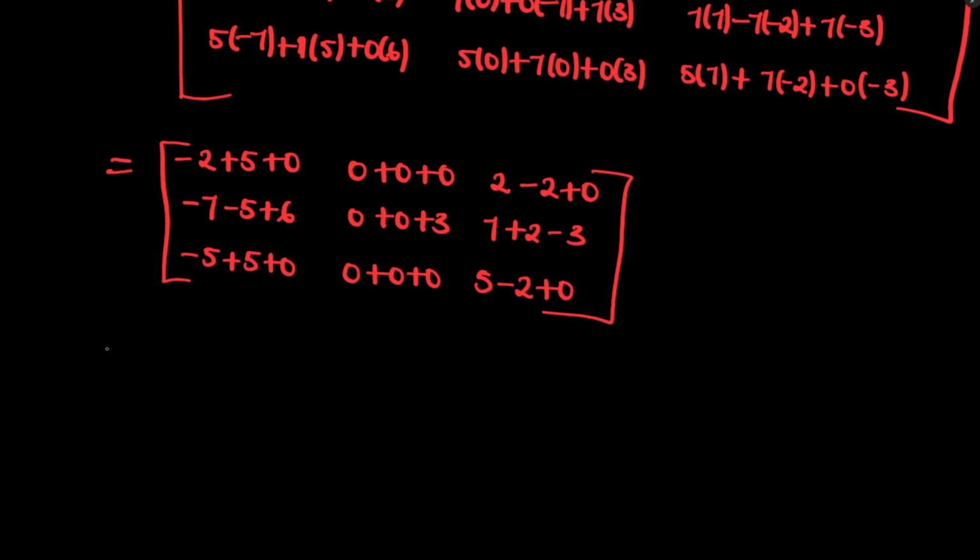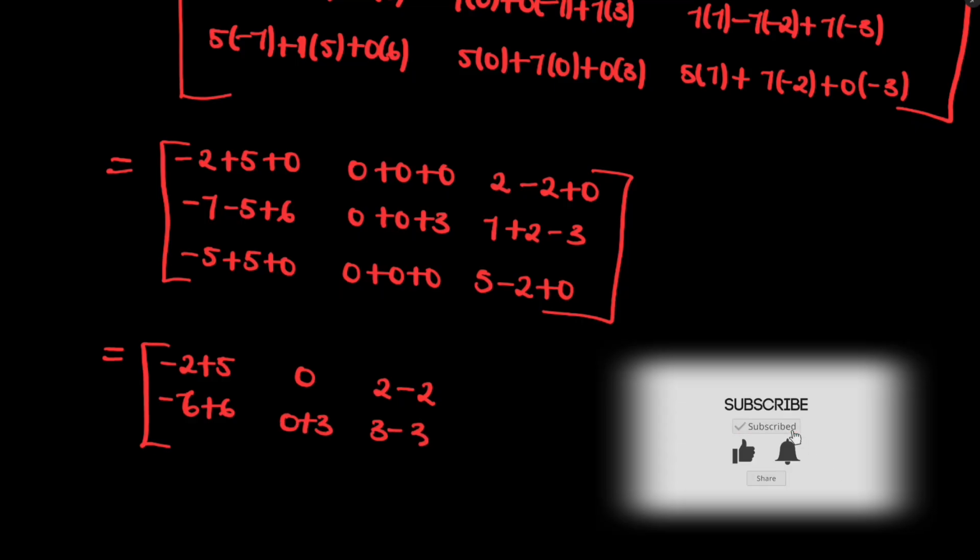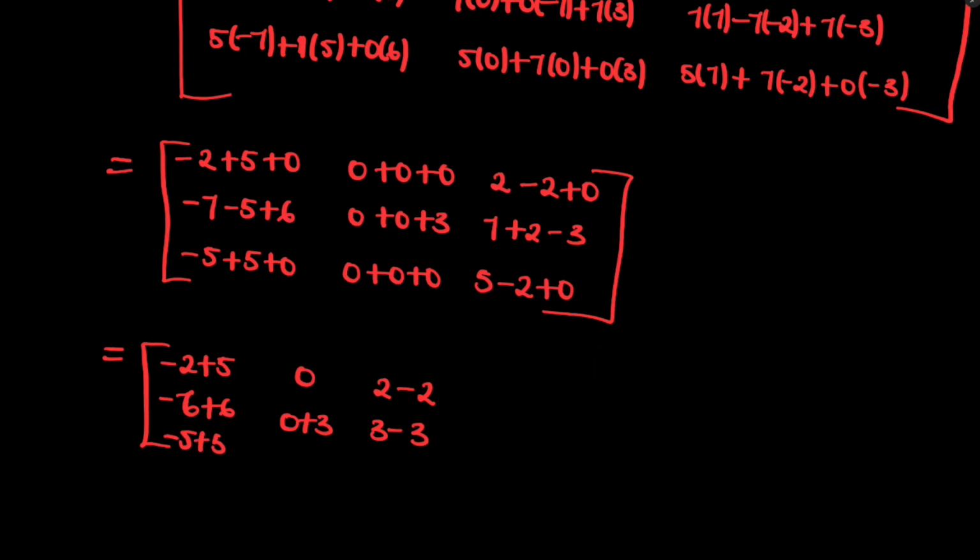Now let's simplify this. So we have minus 2 plus 5. We have 0 here. We have 2 minus 2. Minus 1 minus 5 is minus 6 plus 6. 0 plus 3. 3 minus 3. Minus 5 plus 5. 0 and 5 minus 2.